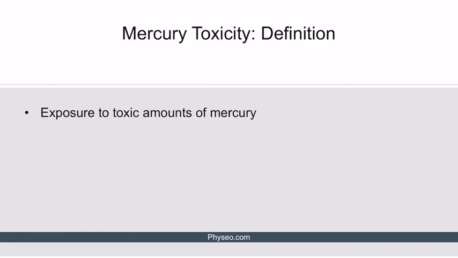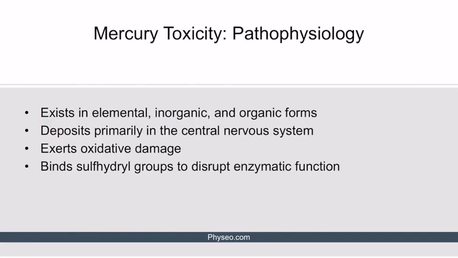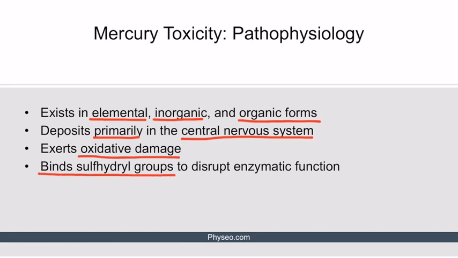Mercury toxicity is characterized by exposure to toxic amounts of mercury. Again, fairly straightforward. Mercury exists in elemental, inorganic, and organic forms. Elemental form is absorbed primarily through inhalation, whereas the latter two forms are absorbed predominantly through the GI system. Now, once inside the system, mercury deposits primarily in the CNS, where it exerts oxidative damage and, similar to arsenic, binds sulfhydryl groups on enzymes and disrupts their function.